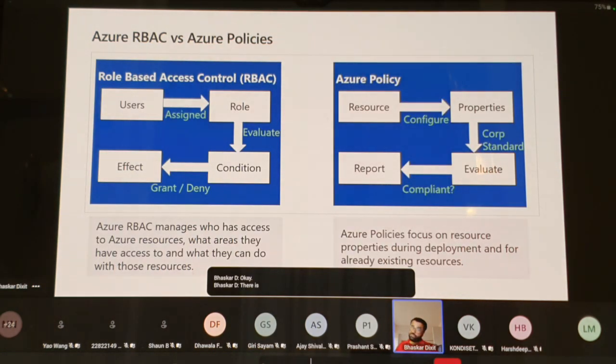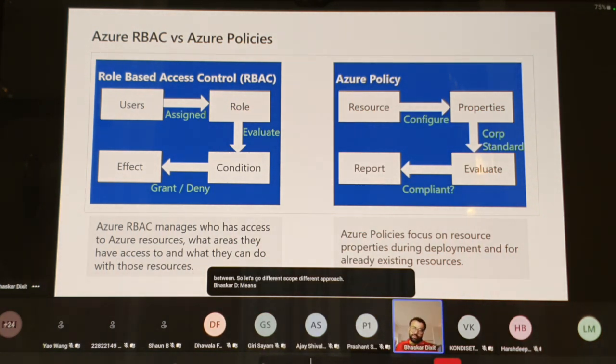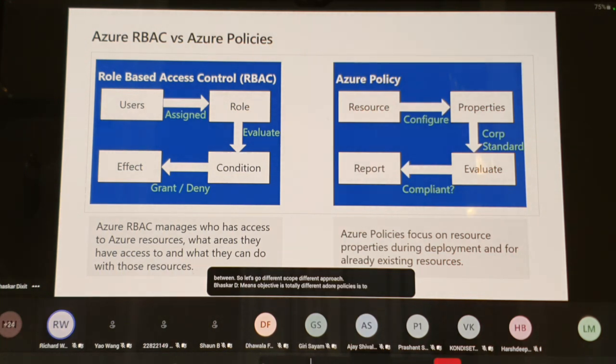There is a FAQ. People ask the question, what is the difference between them? Scope, different approach. Means the object is totally different. Azure Policy is to define the attributes of the object we are deploying. RBAC is used to define the action a user can take on those resources or on those objects.